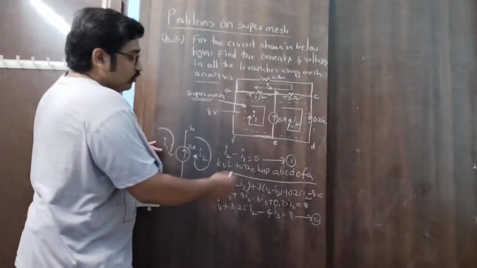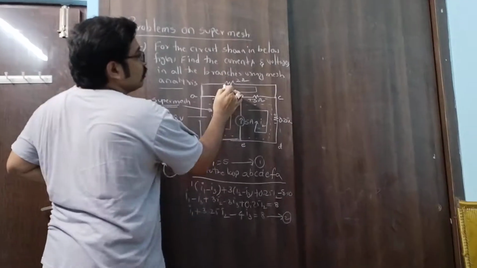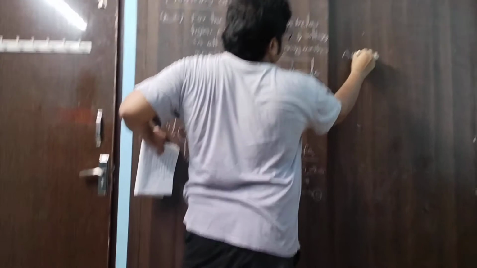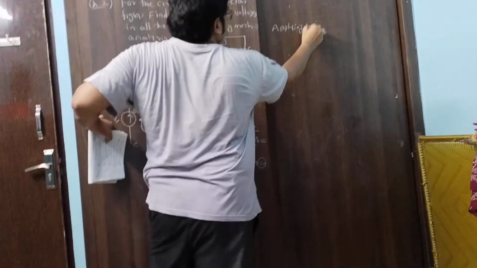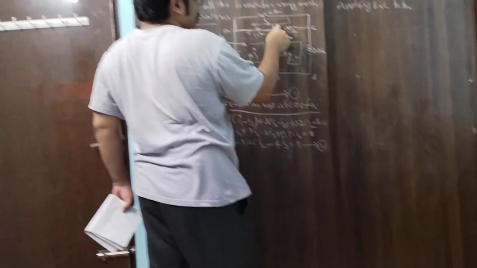Next, what we need to do? You need to apply KVL to the third loop. Applying KVL to the loop, which loop? ACBA.